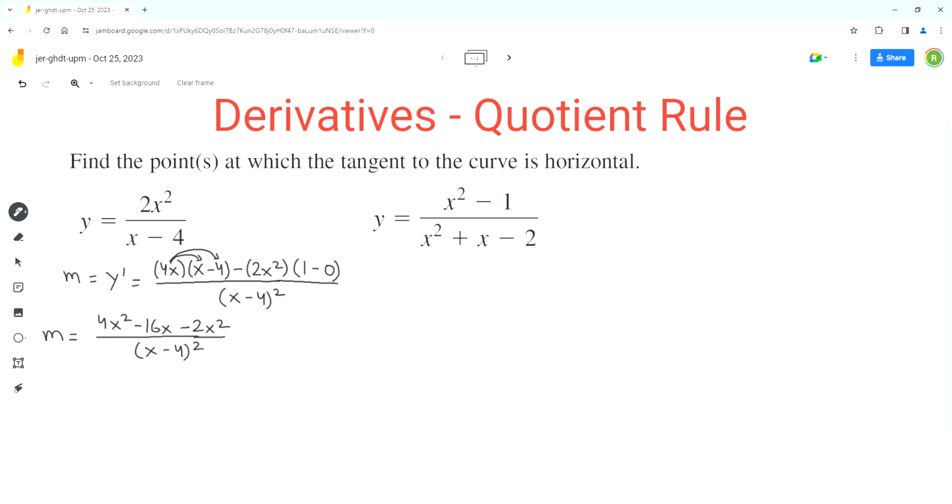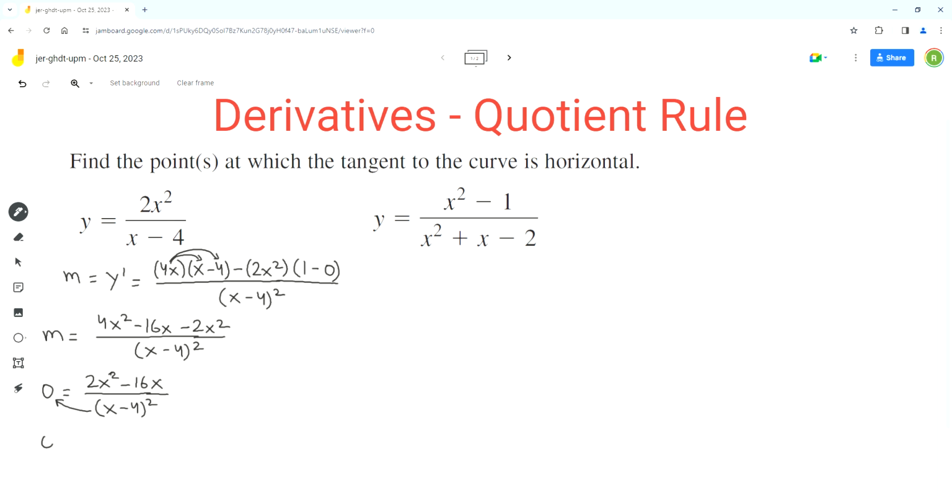Now since the tangent is horizontal, that means the slope is equal to 0. So we'll sub in m as 0. And now we can simplify the numerator. So 4x squared minus 2x squared is equal to 2x squared minus 16x, over x minus 4 squared. Now we have to find the points. That means we have to solve for x. So the next step is to cross multiply the denominator.